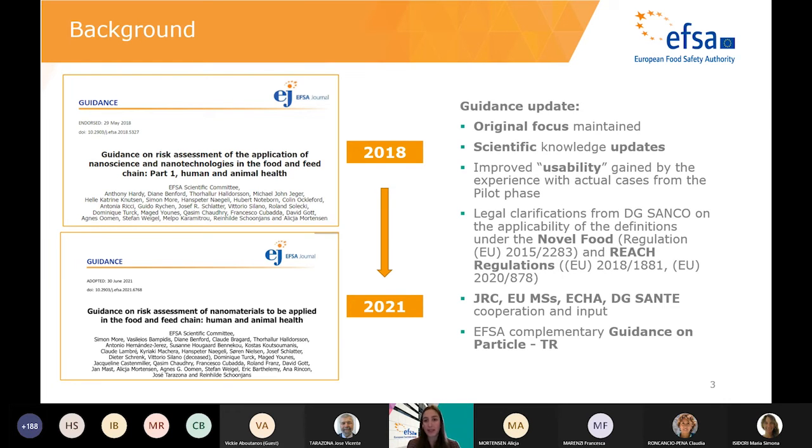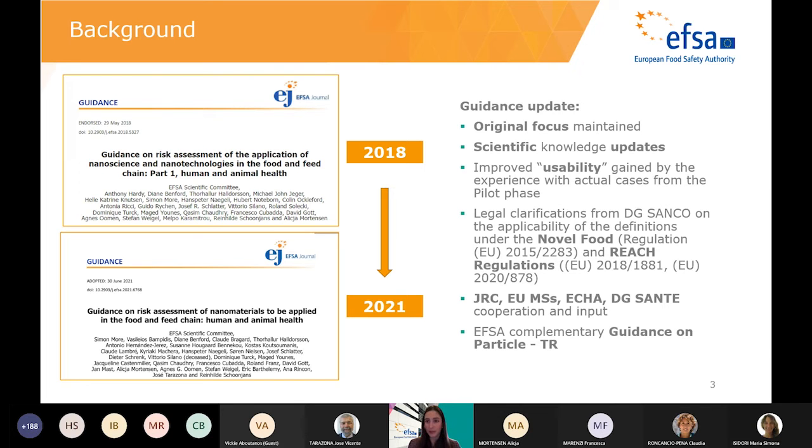Moreover, the update provides all the updates currently available on scientific knowledge, and also presents an improved usability, which was gained through the experience with actual cases from the pilot phase of the guidance. It also includes legal clarifications from DG Sanco on the applicability of the definitions under the novel food and REACH regulations, and the updated version has also addressed all the comments and feedback received through the cooperation and inputs from European member states, as well as JRC, ECHA, and DG Sante.